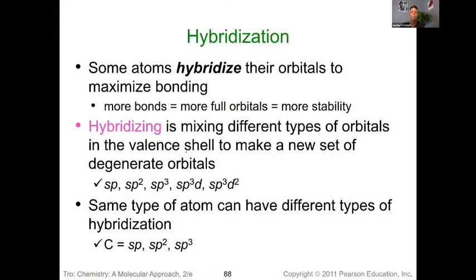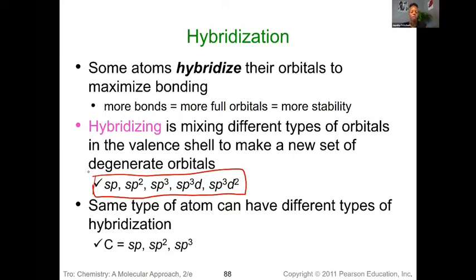All right, so some atoms do hybridize their orbitals to maximize their bonding capabilities. The more bonds you can have, the more full orbitals you can have, the more stable the molecule will ultimately be. And so there are going to be 5 different hybridization orbitals that you're going to want to be aware of. And I'm going to talk about a little trick that you can use to predict the hybridization of a molecule a little bit later. But the hybrid orbitals that we're going to be dealing with are here for you. So if you want to just take a picture or write those ones down, we're going to go through each of these examples.